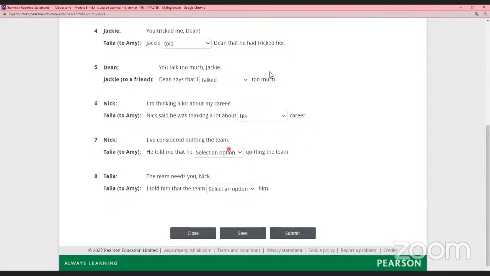I've considered quitting the team. Quitting? Yes. He told me that he had considered quitting the team. Do you know the meaning of quitting? Like get out? Yes, we have quit. The other day we had a confusion with one of my students. This is quit and this is quiet, right? There is a subtle difference between them. Yes. Let's continue.